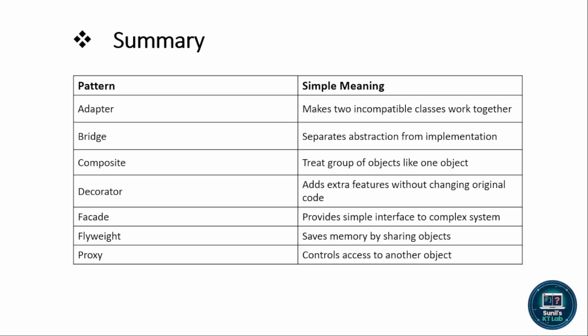Let's summarize each type of structural design pattern in one line. First, adapter. Make two incompatible classes work together. For example, we have our old charger which is USB type, and we have our phone which supports port type C. In order to utilize both, we use an adapter which converts USB port to type C. Second, bridge. Separate abstraction from implementation.